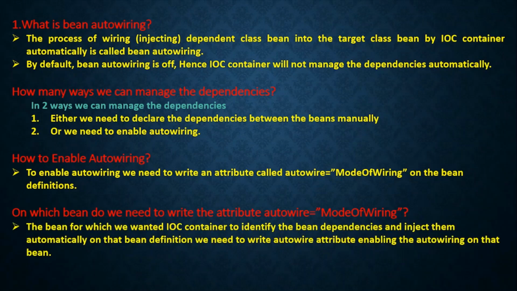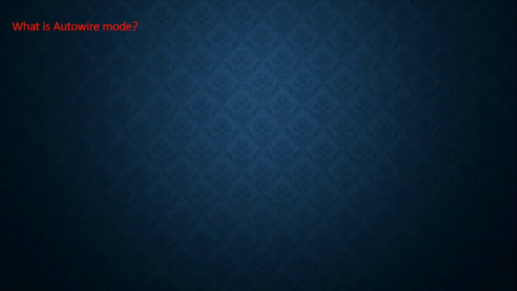The bean for which we want the IOC container to identify the bean dependencies and inject them automatically. On that bean definition we are going to write the autowire attribute. On whichever bean definition the IOC container should inject, on that we write the autowire. I'll explain through examples.